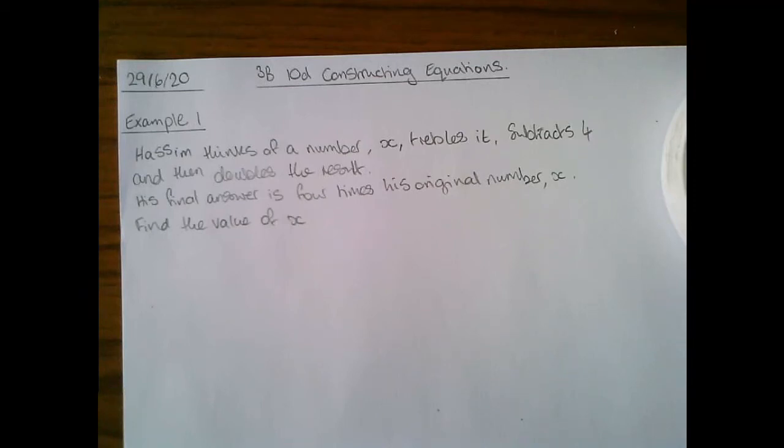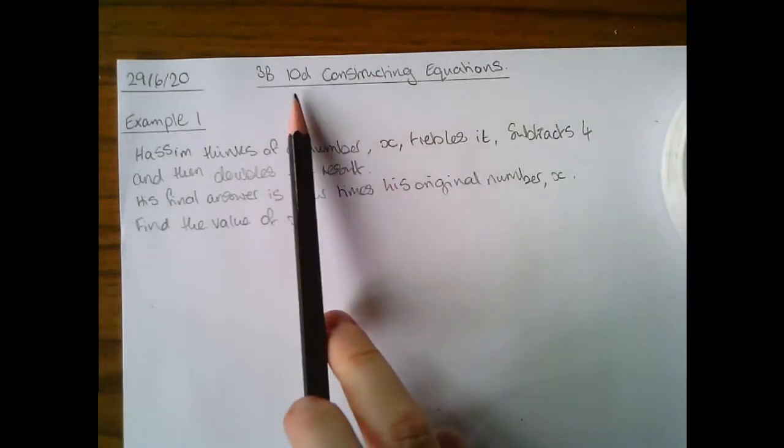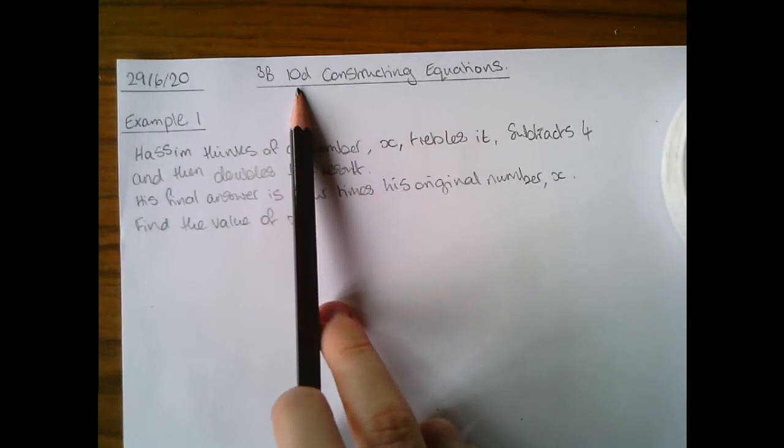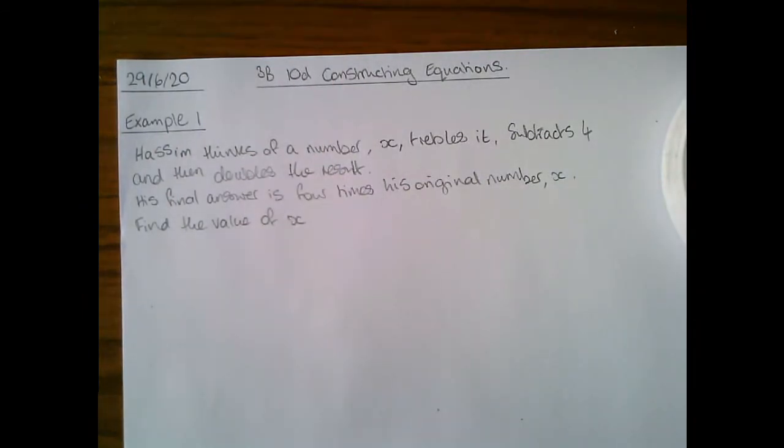Hello, Year 9. This is for the 3B textbook within the 10D chapter, and that is on constructing equations. In this chapter you'll find some real-world examples. Every day you're going to come across someone that might think of a number that you have to then figure out. Not the best example to start with, but we will carry on with this.